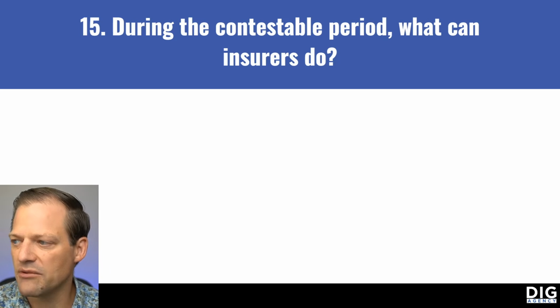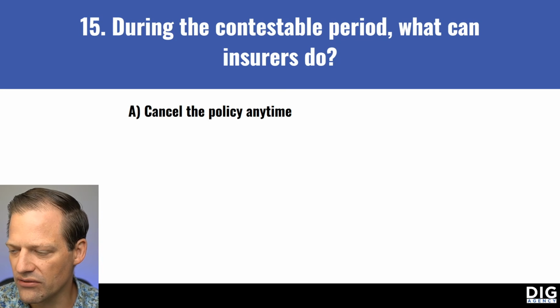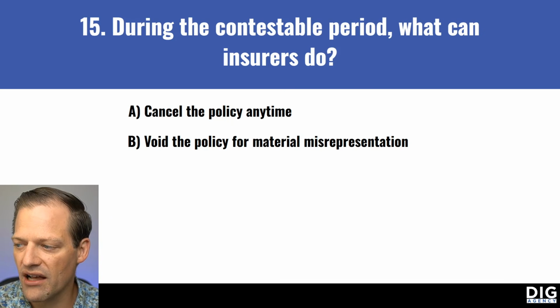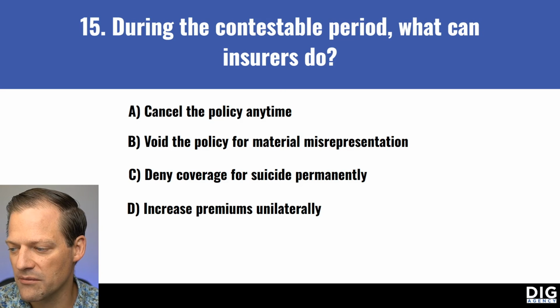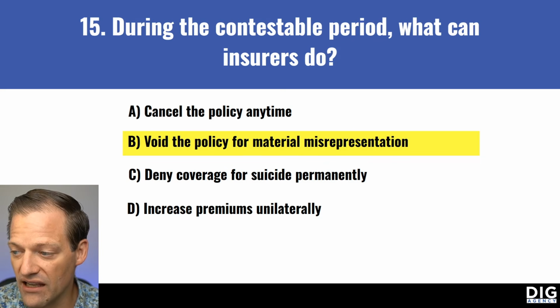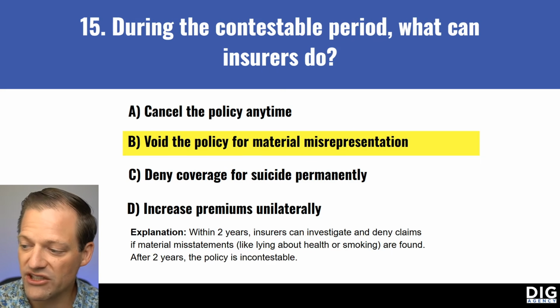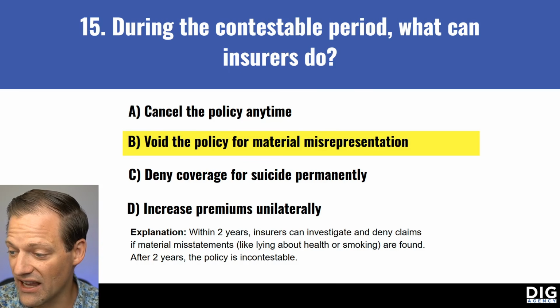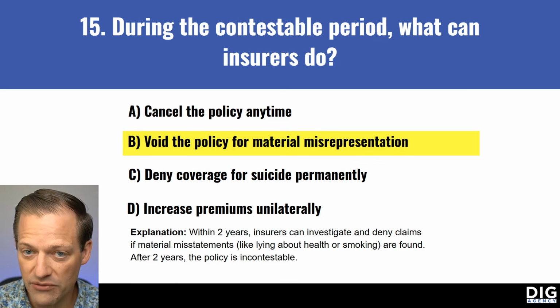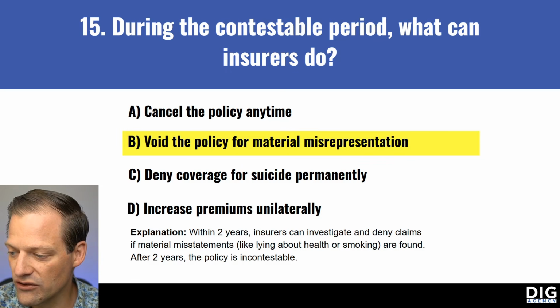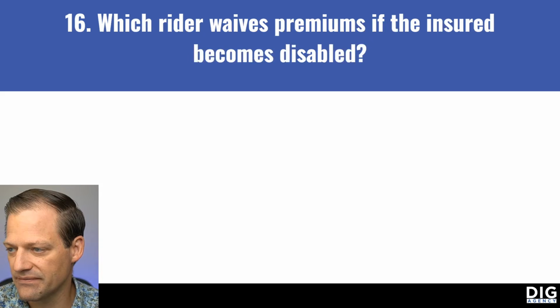During the contestable period, what can insurers do? A, cancel the policy anytime, B, void the policy for material misrepresentation, C, deny coverage for suicide permanently, or D, increase premiums unilaterally. The answer is B, void the policy for material misrepresentation. So the explanation is within 2 years, insurers can investigate and deny claims if material misstatements, like lying about health or smoking, are found. Then after 2 years, the policy is incontestable.